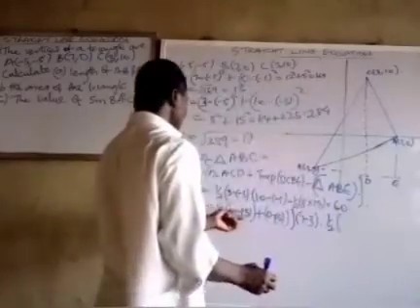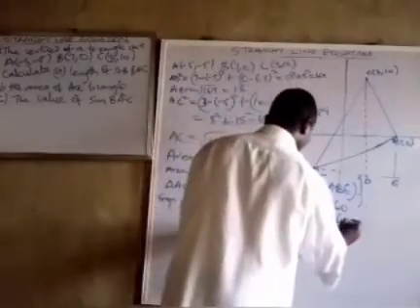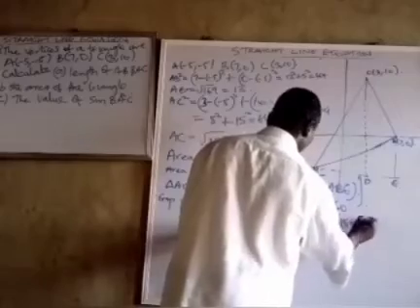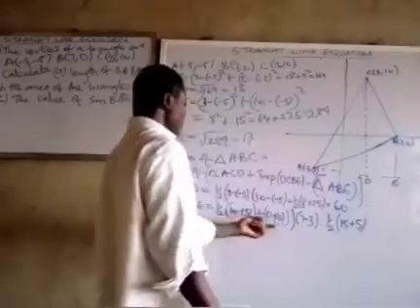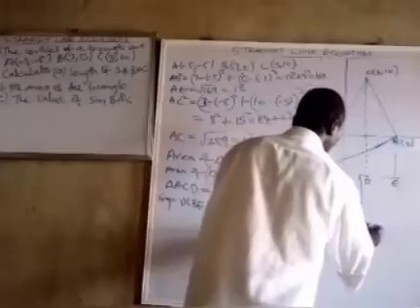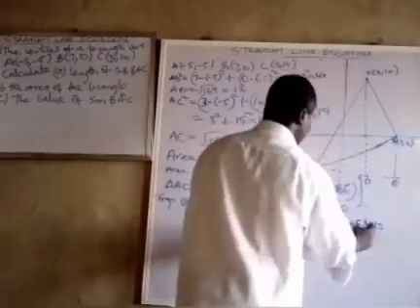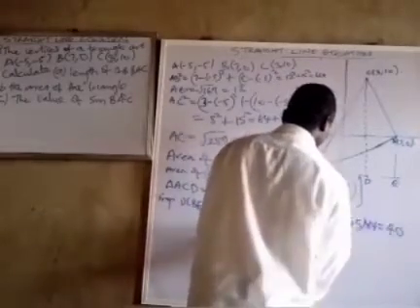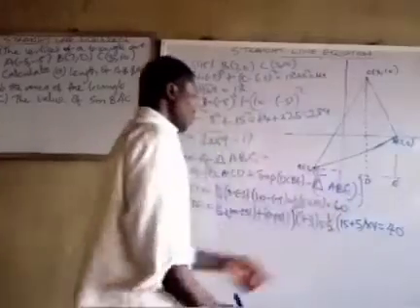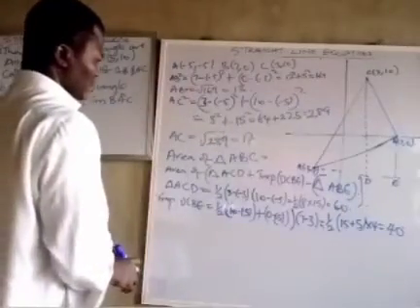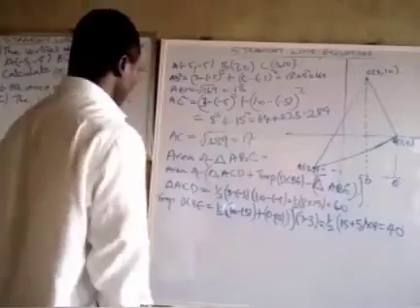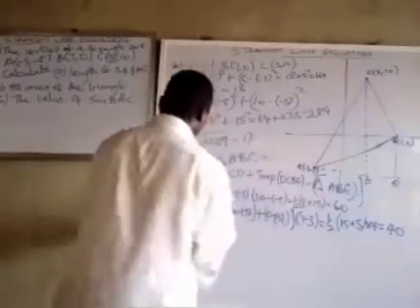into, what is this one? 15 plus 5. 15 plus 5 times 4. That is 40. That's 40. Now what's the area of our triangle?